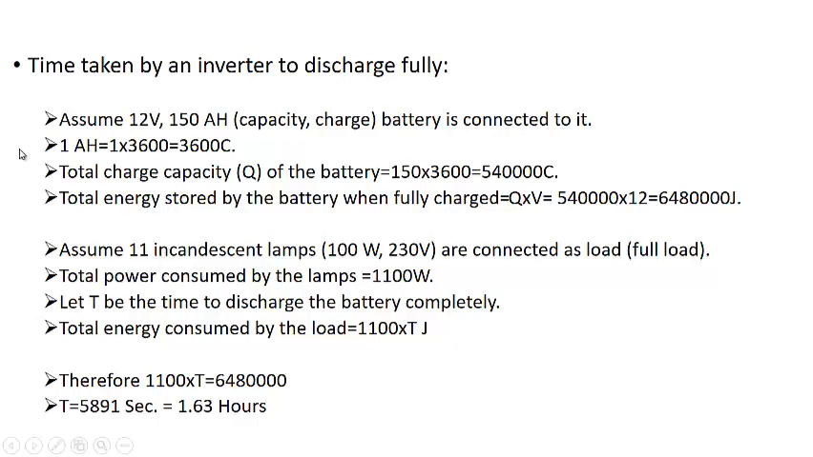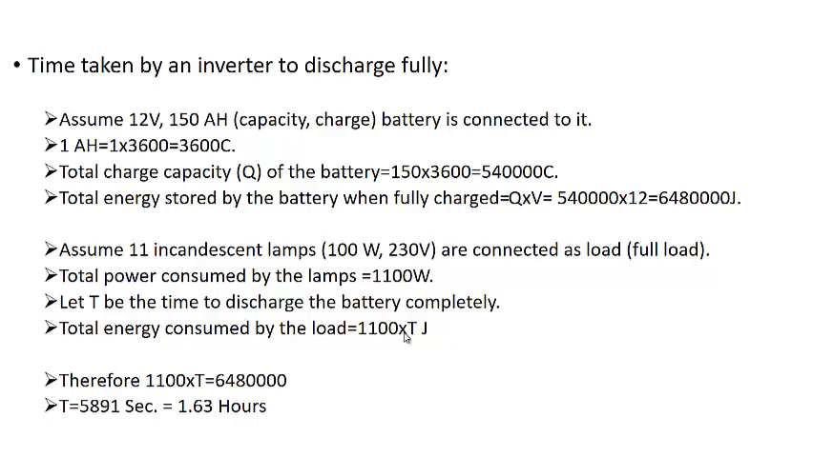So 11 incandescent lamps, which we are using to fully load this inverter, are connected as load. So the total power consumed by the lamps will be 11 into 100, that is 1100 watts. Let T be the time to discharge the battery completely using this load. The total energy consumed by the load will be, as we know, watts are defined as energy per unit time, so when we convert watts into energy, we have to multiply by time. So the total energy consumed by the load will be equal to 1100 into T.